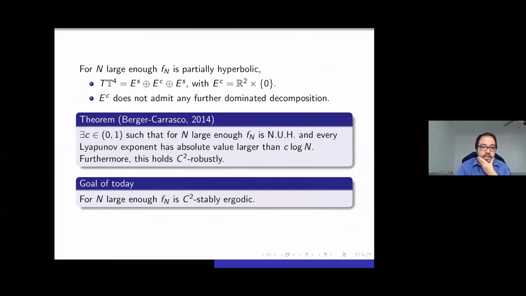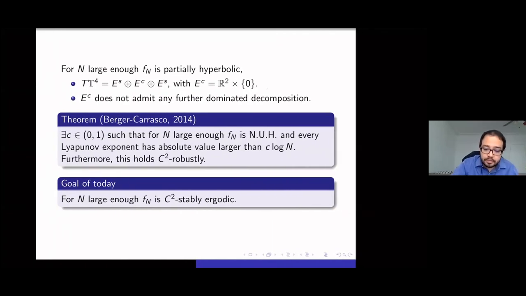And the goal for today is to prove that this example is C2 stably ergodic. So we want to prove ergodicity of the example and of any volume preserving system sufficiently C2 close to it. Okay. We don't know about accessibility of this example. And this is one thing, because accessibility can be very hard to prove.